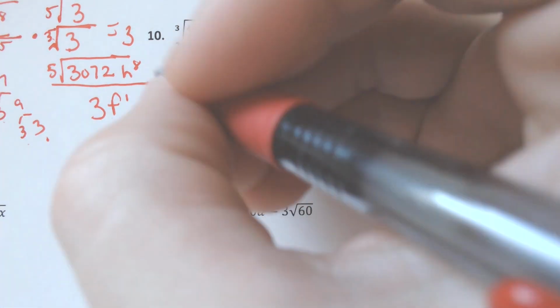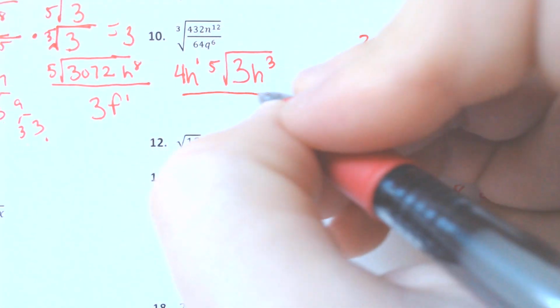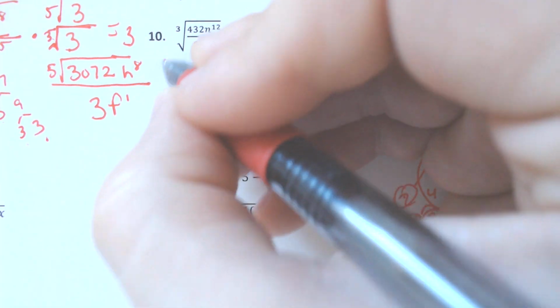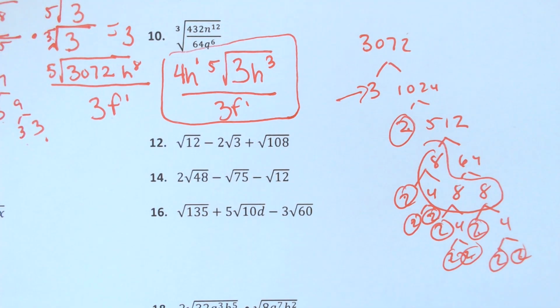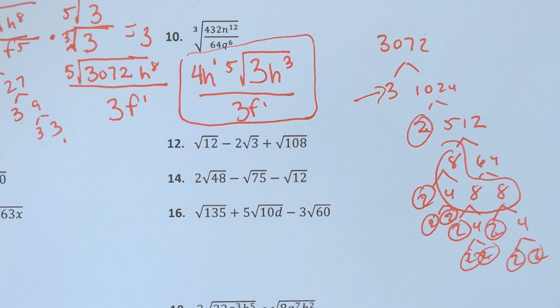5 goes into 8 one time. 3 left over. 3f to the first power. I made that one so much harder than it needed to be. Apologies in advance and afterwards. It could have been much easier.